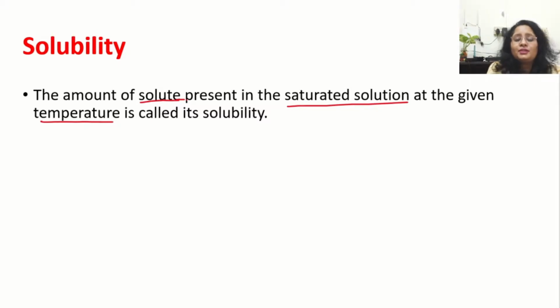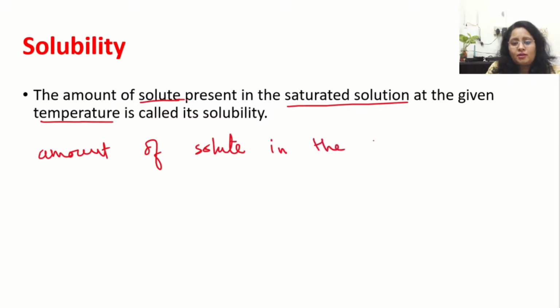So solubility, in a very simple way, is just the amount of solute in the saturated solution at any given temperature. So here, temperature is very important to mention.